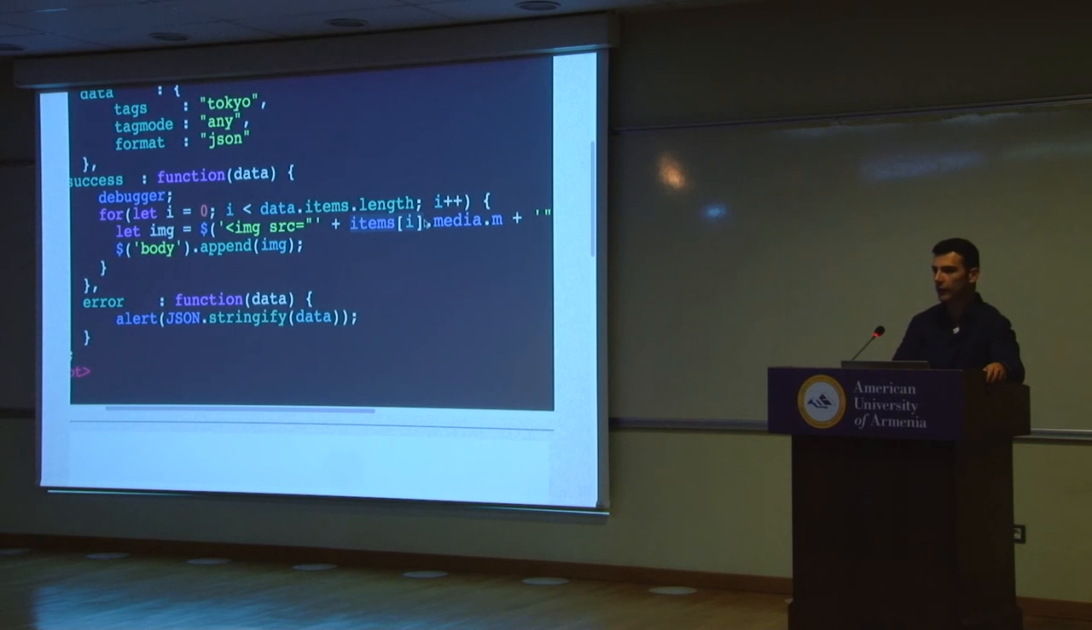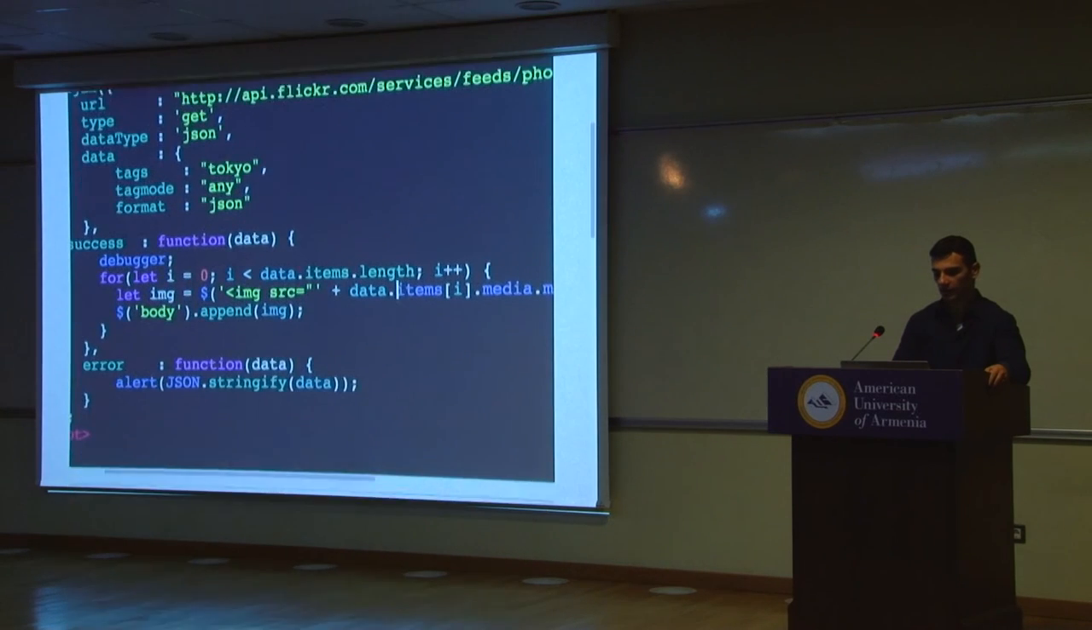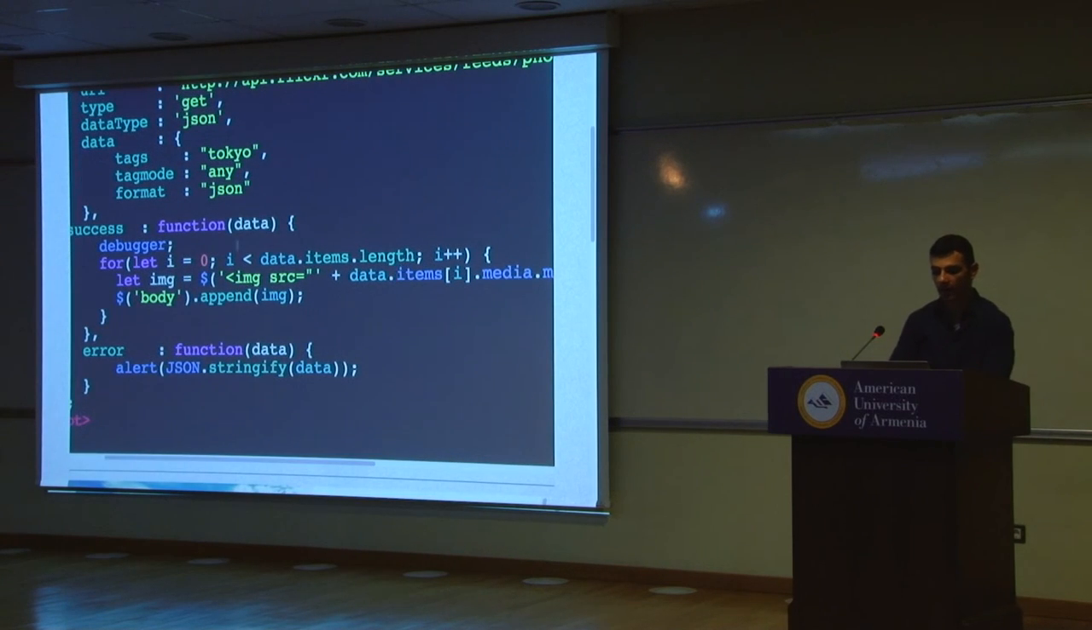Can anyone figure it out? Here's the hint. Items is attached to data. Now I get images. See? If I wanted to keep items separate, I could have done this. I could have done const items = data.items, and then now I could have done this. Make sense?